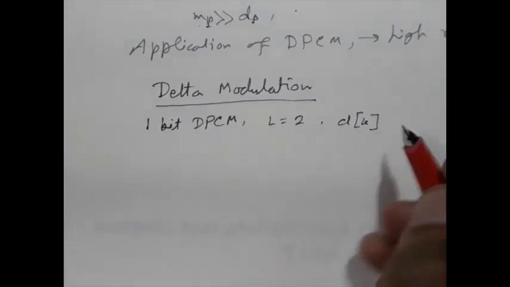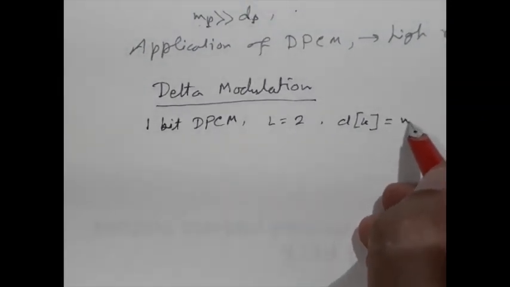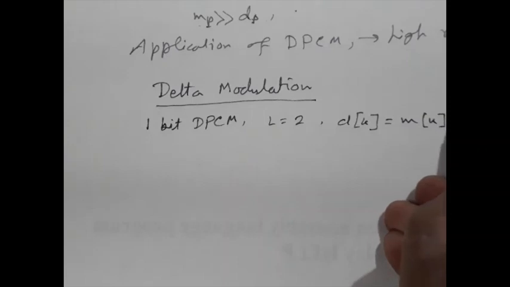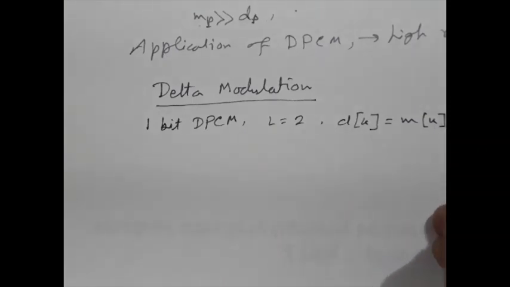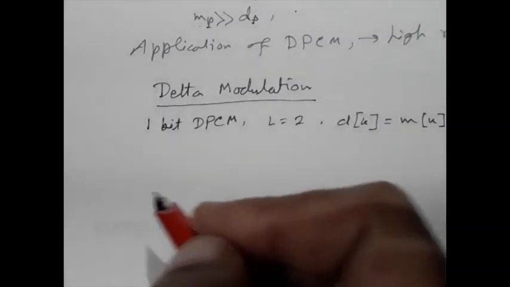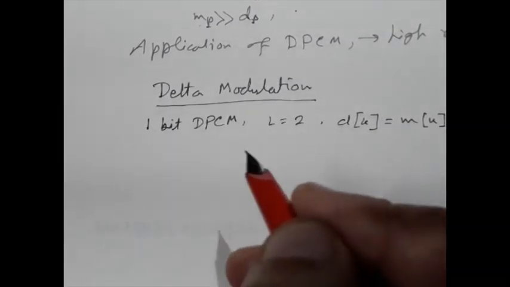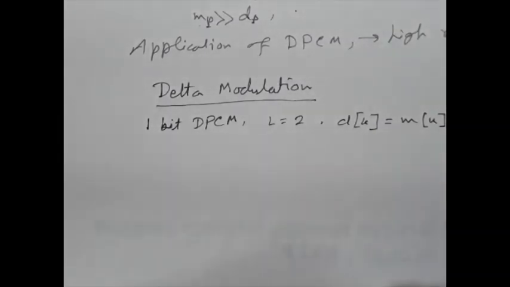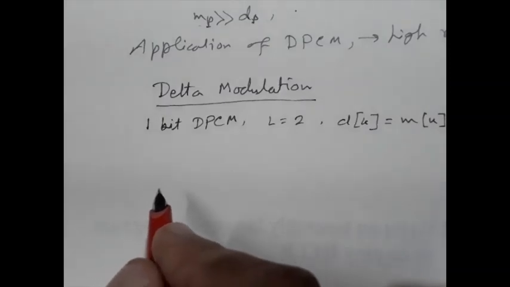which is equal to the message minus the expectation or estimated value of the message and its quantized version. So in comparison to PCM, it is a very simple and inexpensive method of analog to digital conversion.